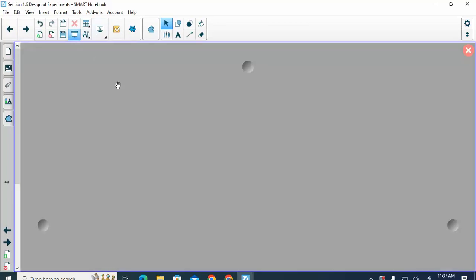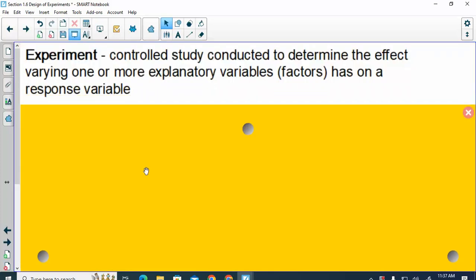We've talked about a designed experiment before, so we've used the term experiment. It's just a controlled study that is conducted to determine the effect of varying one or more explanatory variables. Those could also be called factors. That's the thing we manipulate. And you're measuring a response. Today we're going to be looking at experiments and identifying different things within them.